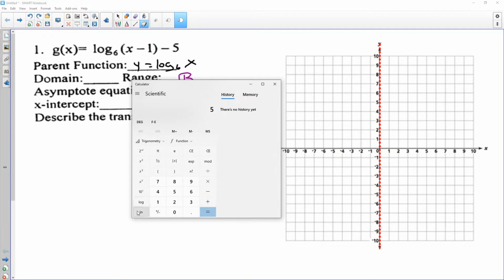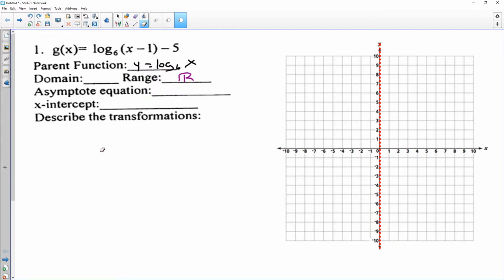If I plug in a positive number like 5 and hit the log button, it's like, cool, I can do that. So the number inside is not allowed to be 0, and it's not allowed to be negative. For the domain, I'll start it here and do transformations at the bottom. The expression in here, x minus 1, has to be greater than 0. It's not allowed to be equal to 0 or less than 0. If I solve this, that means x has to be greater than 1.